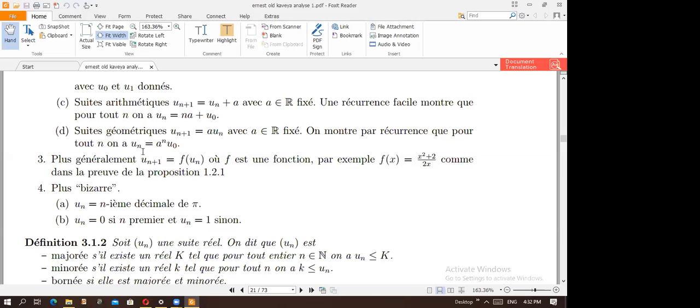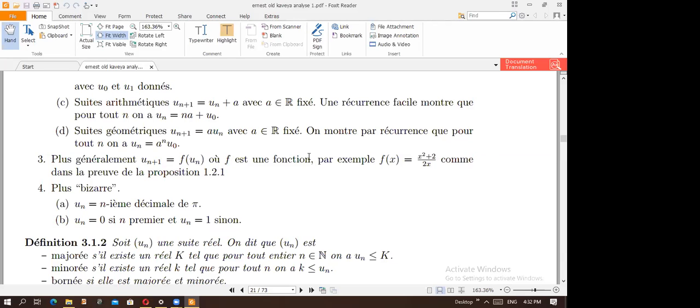Actually, for this one here, as I said, it's more general. This f is basically a function, and a function is equal to an equation. Like here, you've been given an equation. Basically this here is equal to 2x plus 2 over 2x, so x squared plus 2 over 2x. For this one, they're saying u n plus 1 is equal to f of u n, right? Now what is f of u n? Here they've told you that f is a function.